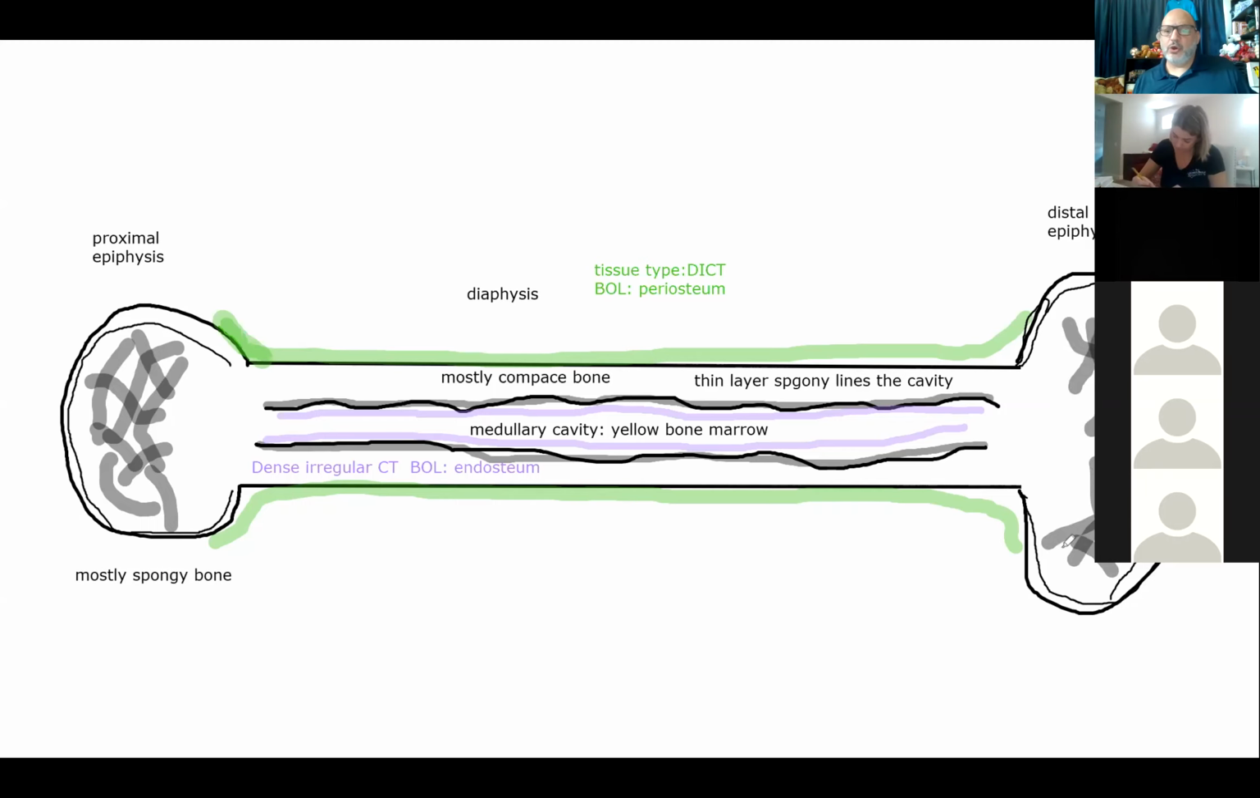So we have this mostly filled with spongy bone. And because it's irregular, there's all these spaces in between. So these spaces are going to be lined with an endosteum. So our spongy bone is lined with an endosteum, and the spaces are going to be filled with red bone marrow.